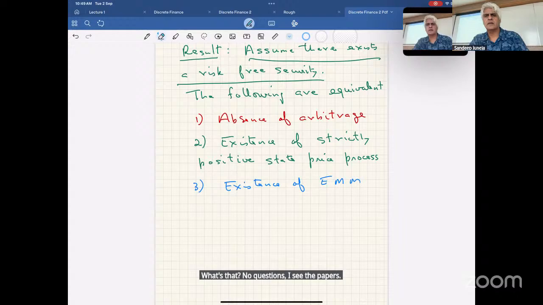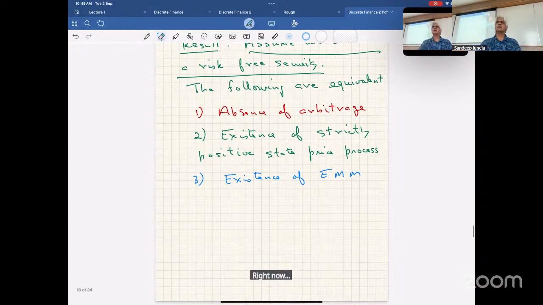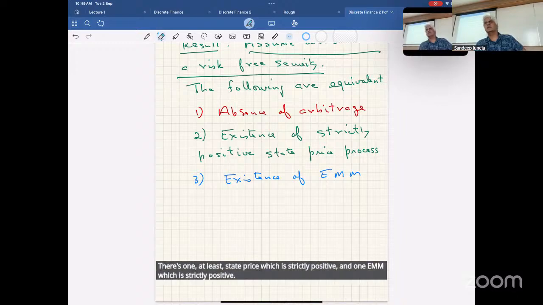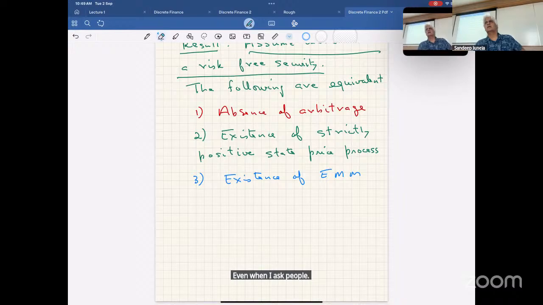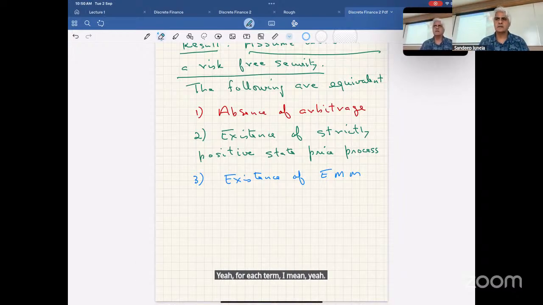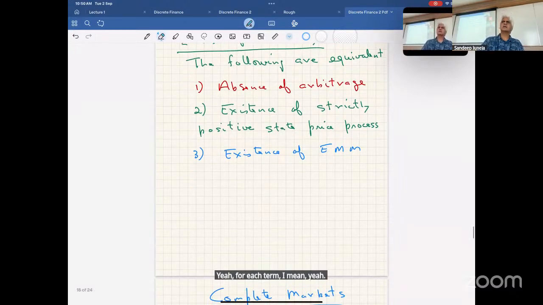One question: right now, if we know no arbitrage is true, we can have multiple state prices and multiple EMMs. That's right. We're not worried about uniqueness. There's at least one state price which is strictly positive and one EMM which is strictly positive. EMM has to be a probability measure. If a state price can be zero somewhere, then EMM can also be zero somewhere. But here we're not talking about strictly positive in each entry.